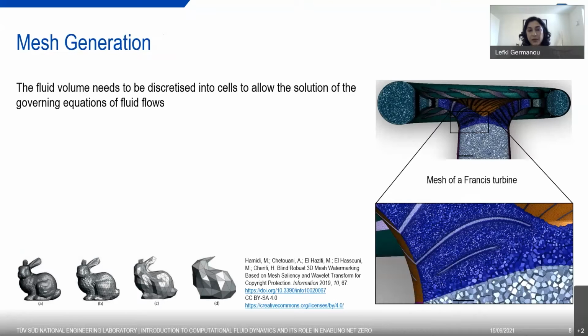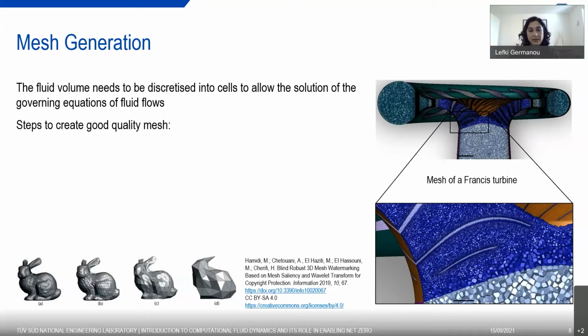The fluid volume needs to be discretized into cells, which allow the solution of the governing equations of fluid flows, which are also discretized. At the bottom, you can see the example of the bunnies, where, when the resolution is fine enough, we can see all the features and understand what the picture is about. However, when we represent it with fewer cells, this is not possible. So in a similar fashion, it's important to use a fine mesh to represent the geometry of interest, but also in order to capture accurately the physics.